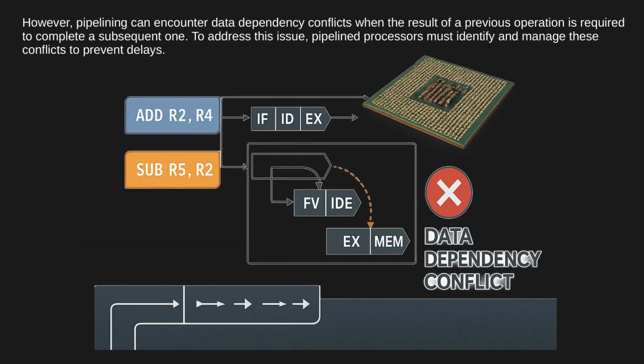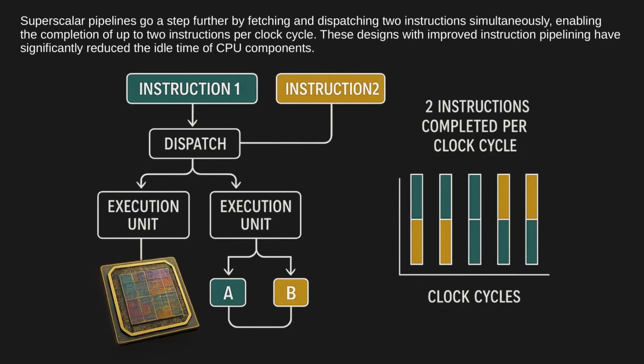However, pipelining can encounter data dependency conflicts when the result of a previous operation is required to complete a subsequent one. To address this issue, pipelined processors must identify and manage these conflicts to prevent delays. Superscalar pipelines go a step further by fetching and dispatching two instructions simultaneously, enabling the completion of up to 2 instructions per clock cycle. These designs with improved instruction pipelining have significantly reduced the idle time of CPU components.